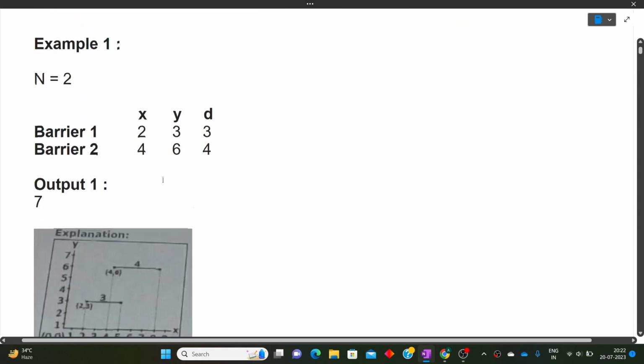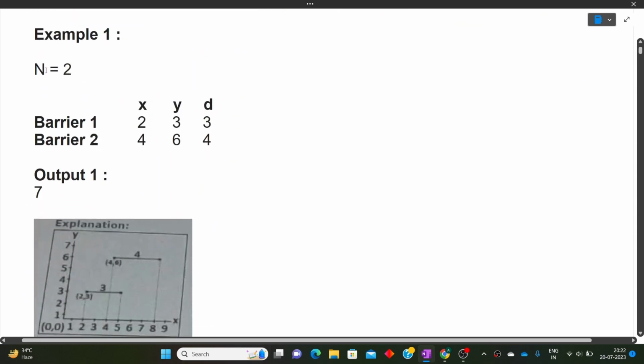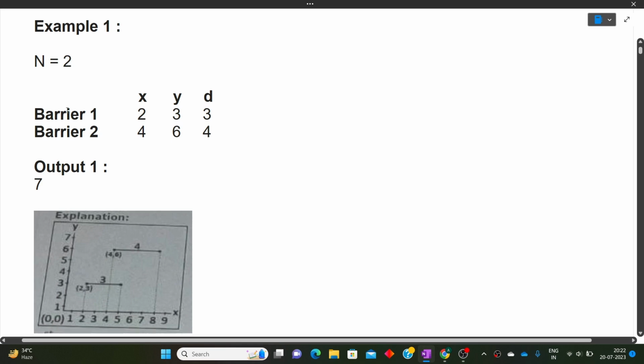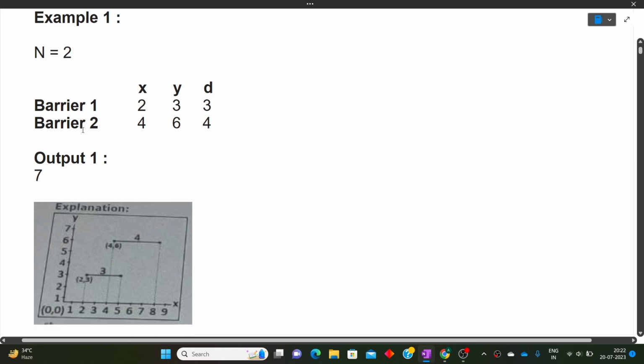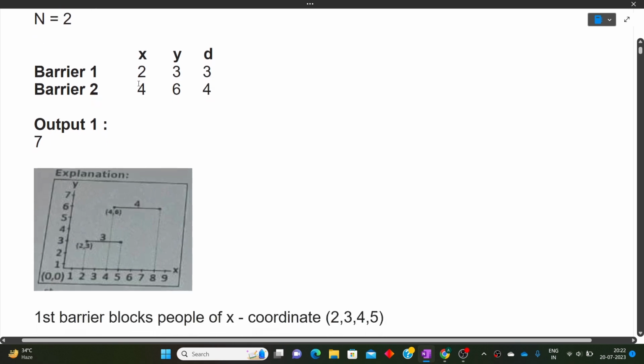So here this is what the input will be given to us, that is n equal to 2, the number of barriers. 2 barriers will be given, and then the information about the barriers will be given, that is x comma y and d. So for barrier 1, x y is 2 3 and d is 3. So x comma y here represents the starting coordinate of this barrier, and 3 here represents the length of this barrier, that it will continue till the length 3, that is till here 5.